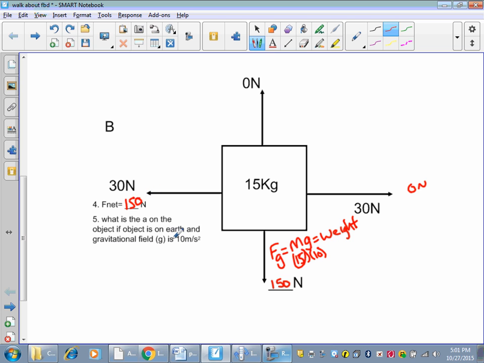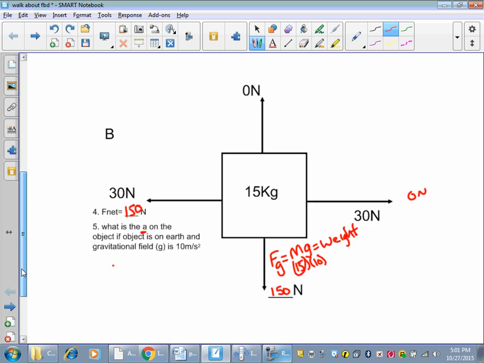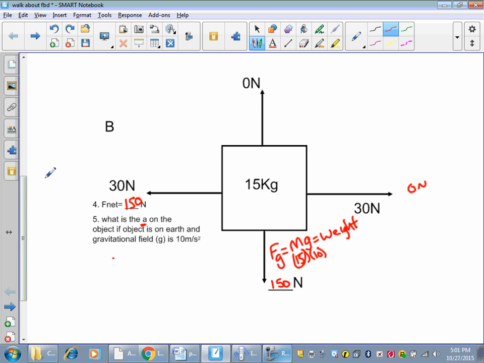150 newtons. What is the A? A stands for acceleration on the object if the object is on Earth and the G field, gravitational field, is 10 meters per second squared. So remember, what is our equation for acceleration? That was Newton's second law.